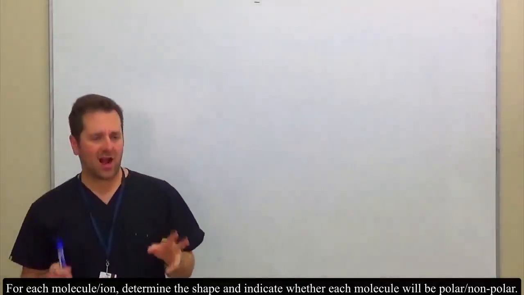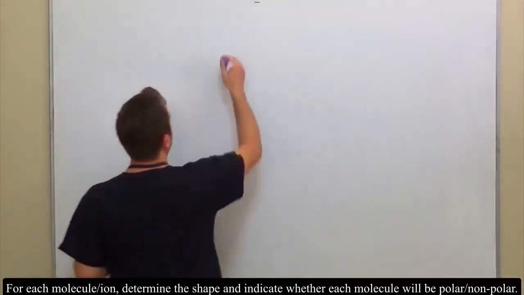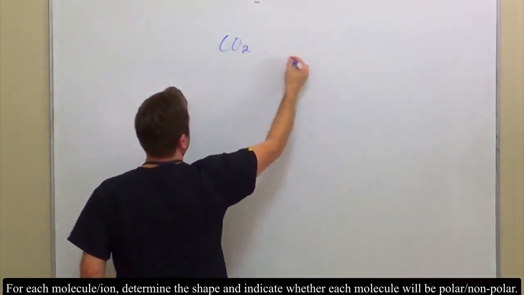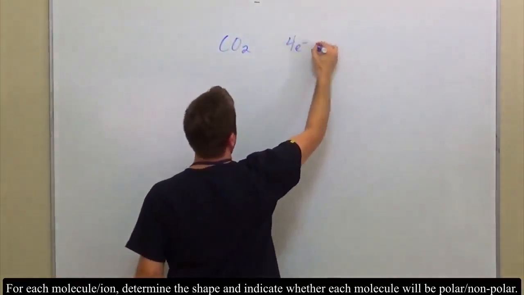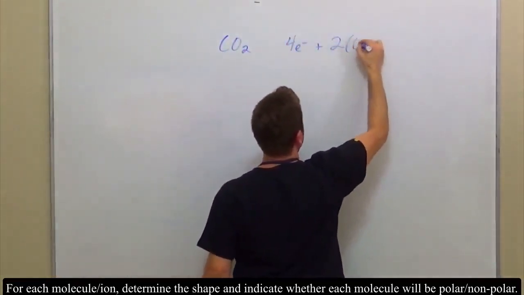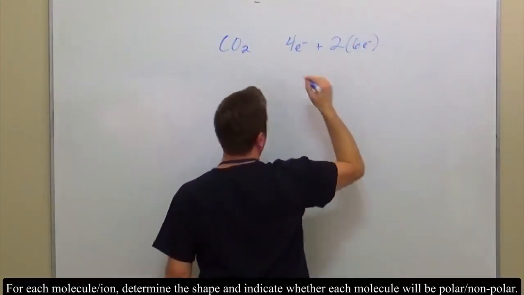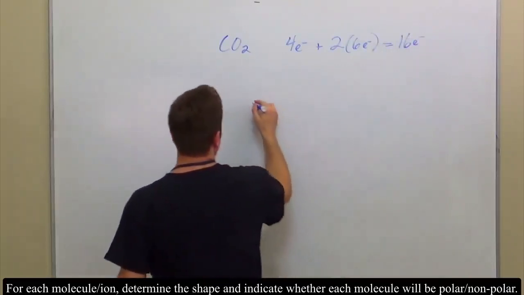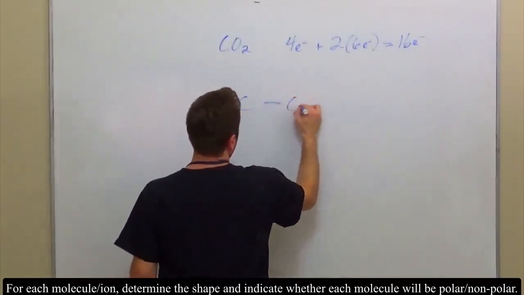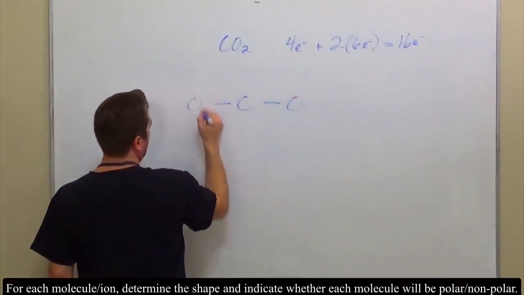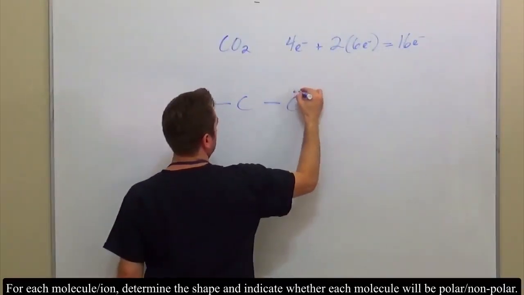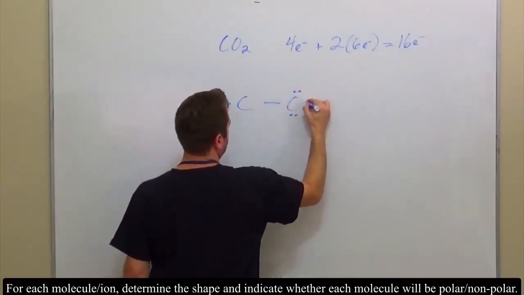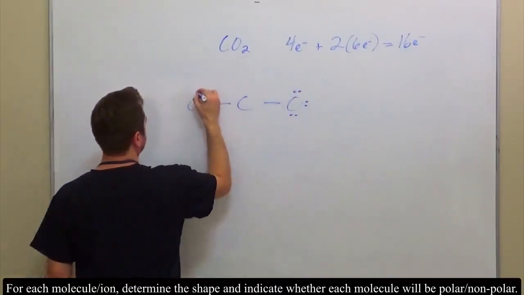What about carbon dioxide? Carbon dioxide, okay? So 4 valence electrons plus 2 times 6. So we got 12 and 4 is 16 electrons that we'll account for. And we're going to set it off. We'll single bond it to each oxygen first, and complete the octets on the oxygen.